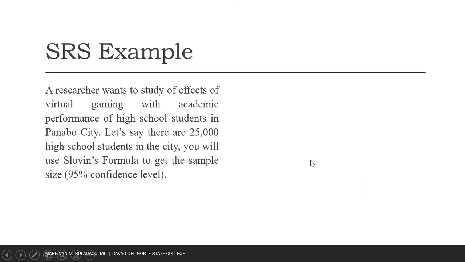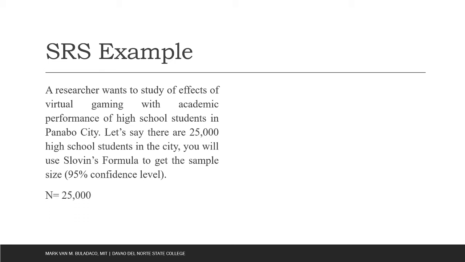So this is an example I will read. A researcher wants to study the effects of virtual gaming on the academic performance of high school students in Panabo City. Let's say there are 25,000 high school students in the city and you will use Slovin's formula to get the sample size. Your confidence level is 95%.